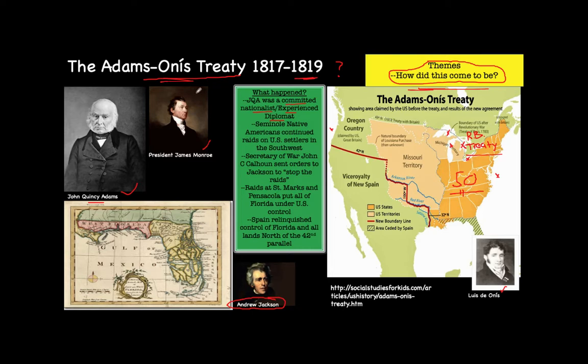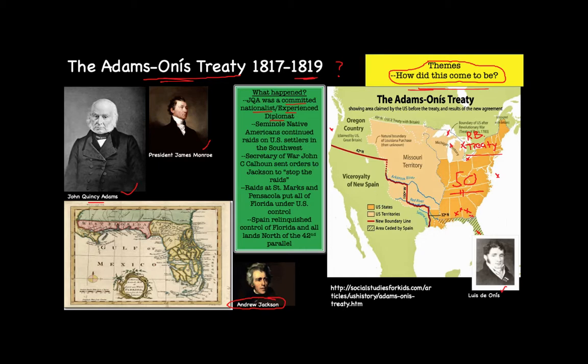So the Adams-Onis Treaty has its origins in Seminole Native Americans who were continuing raids on U.S. settlers in the Southwest. Seminoles were a Native American tribe in Florida, like Florida State Seminoles, and they would often come into conflict with U.S. settlers in the Southwest for all kinds of reasons, of course, right? These are settlers that are trampling on territory. Again, these are neighbors that don't get along. So the Seminole raids would occur in some of these states. A lot of slaves who escaped their masters in states like Georgia, Alabama, and Mississippi would often flee to Florida, where they would often live with Native Americans.